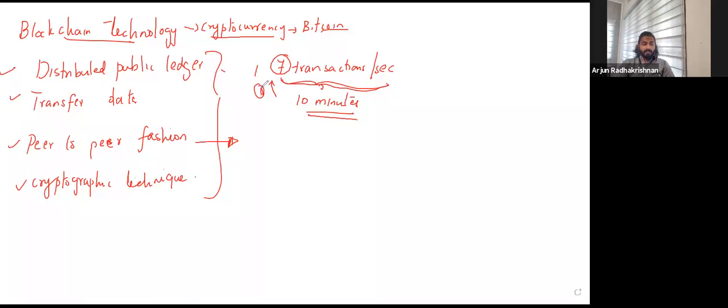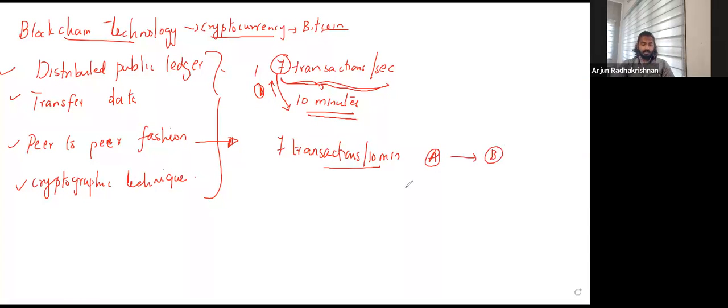So if these 7 transactions continue for 10 minutes, we can even say that there will be only 7 transactions per 10 minutes. Even if the transaction gets over in 10 minutes, this will happen. Again, when you go to a bank, as I told you, there is a centralized person to authenticate the transaction. A cashier or some bank employee will authenticate: okay, this transaction has been done. What about blockchain technology? Suppose A is transferring money to B.